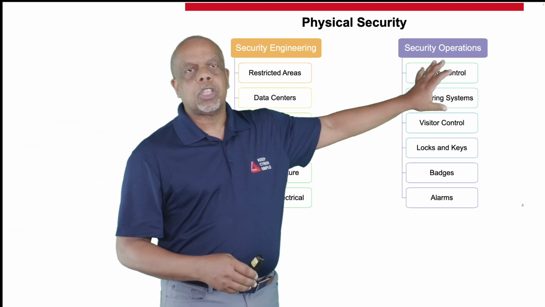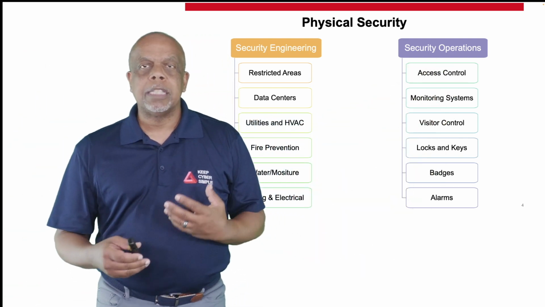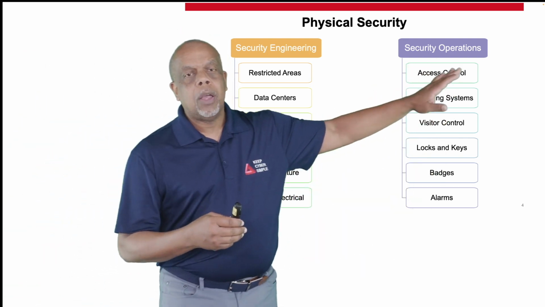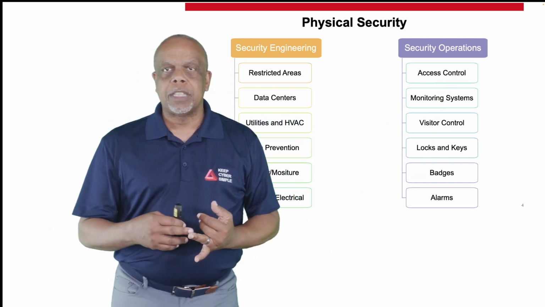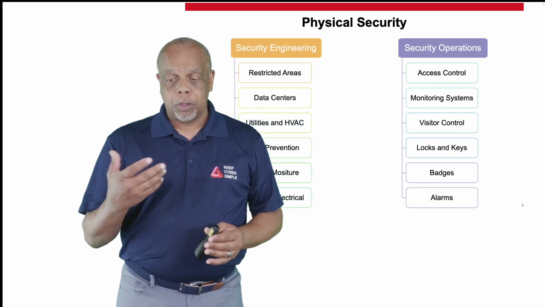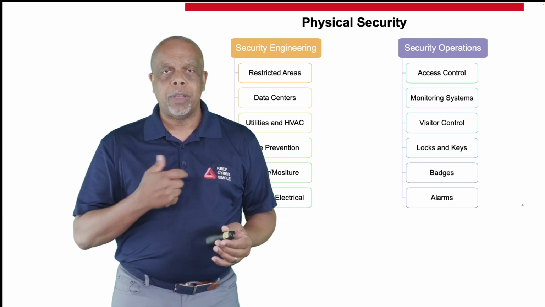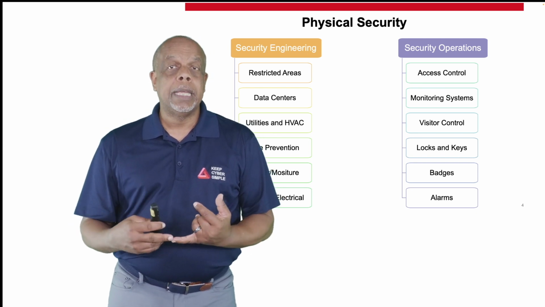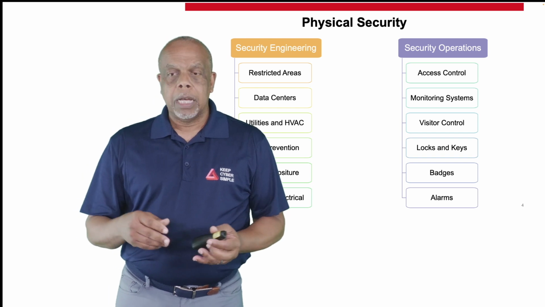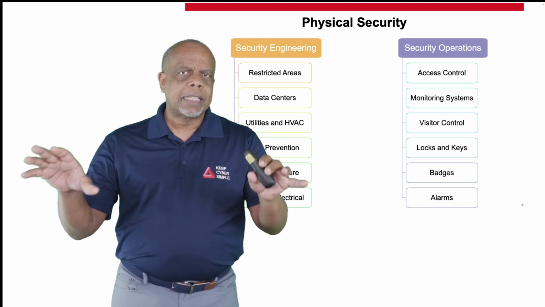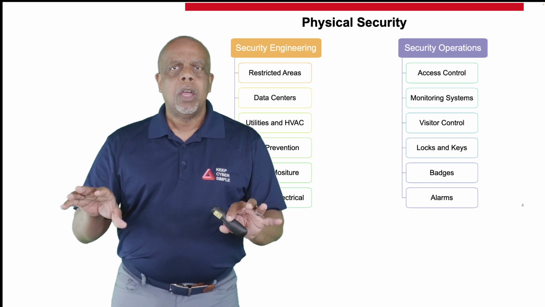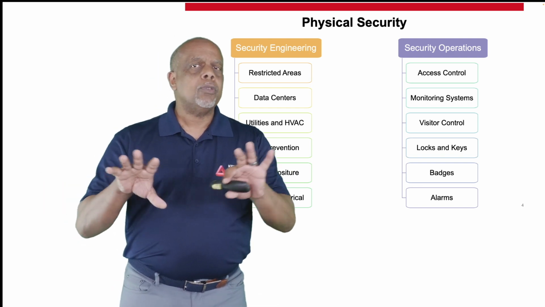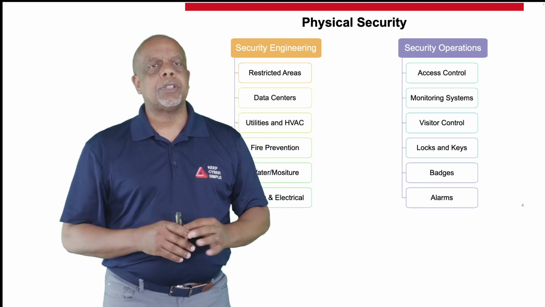Then when we think about security operations, now we think about things like access control. How do I control access? Do I have badge readers? Does everyone have a key? Most locations now have some type of swipe badge reader. And how is that system maintained? Who updates it? Who ensures that individuals have access to the areas or spaces they need to get to, but do not have access to spaces they're not cleared to go to?